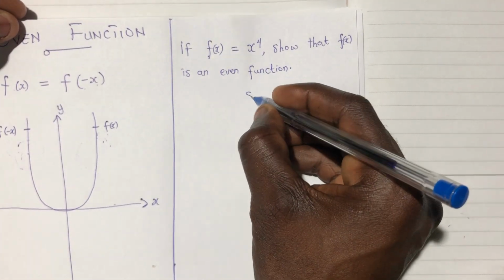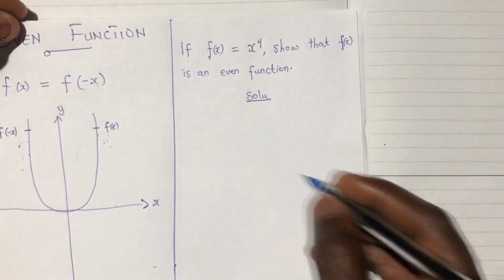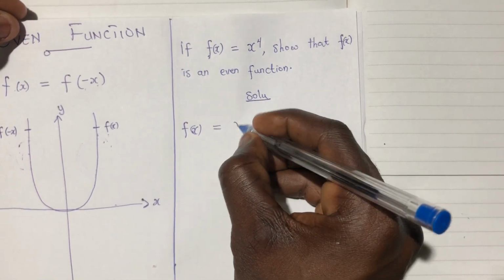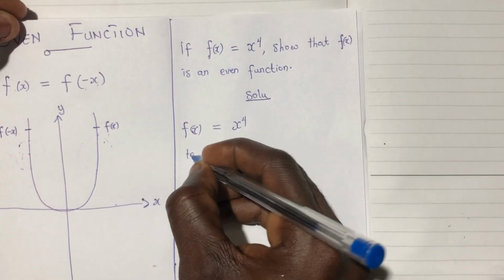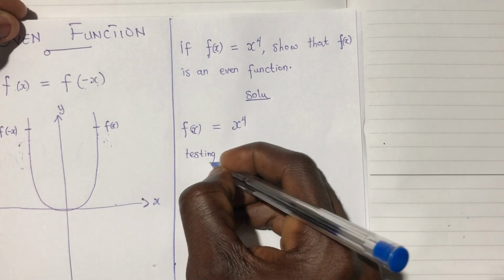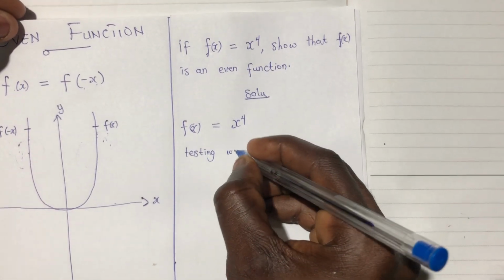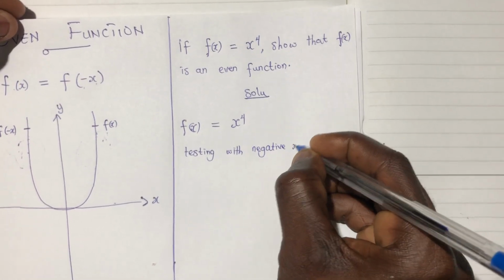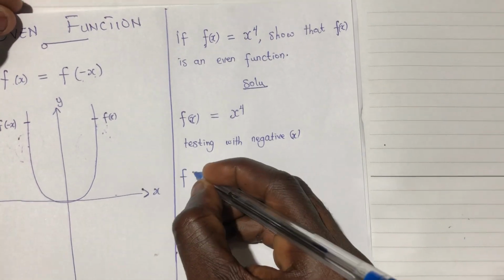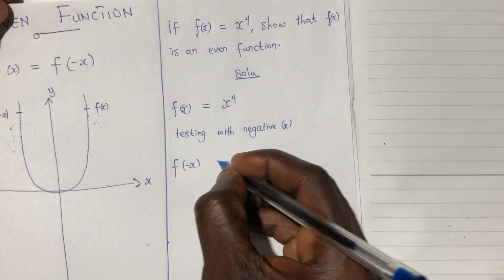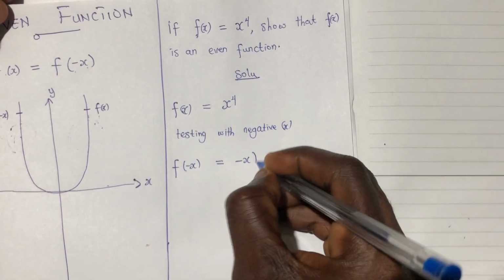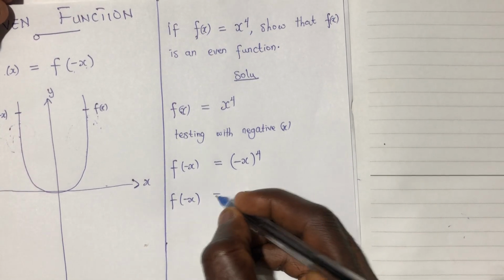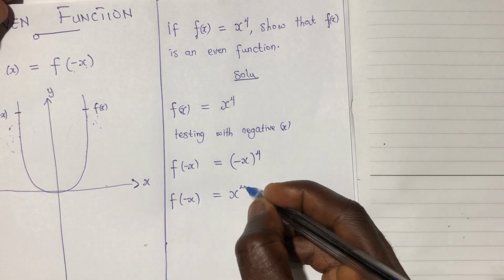When you see something like this, the simple solution is we test with a negative x. So if we write the equation f of x equal to x raised to the power 4, you can write this statement as testing with negative x. So I'll get f of negative x equals negative x all raised to the power 4. So f of negative x equals x raised to the power 4.